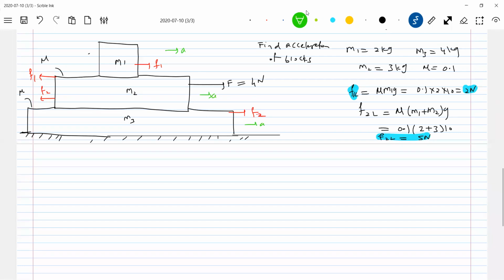Sir, why are you assuming? I have to start the problem, no? It is always better to start by assuming no slipping occurs at all surfaces. So let's assume, I'm not sure whether I'm right or wrong, but I'm going to cross check it. Let's assume no slipping occurs at all surfaces.